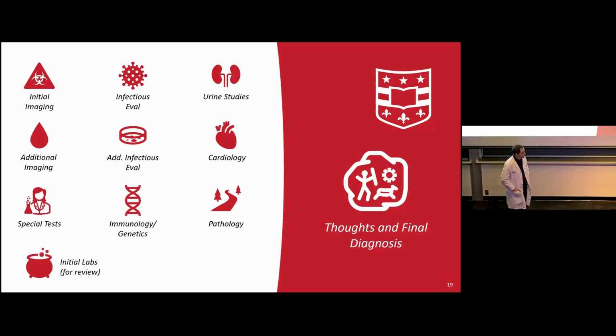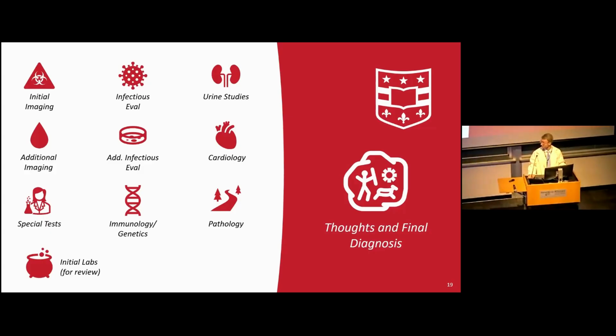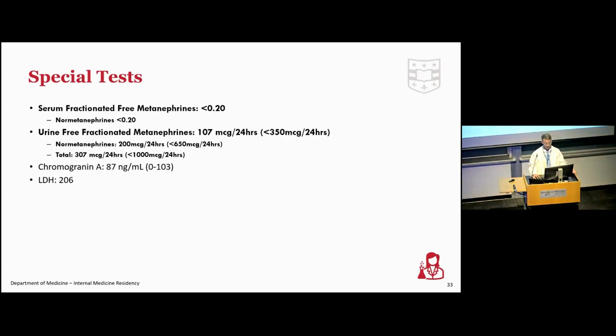The team that was taking care of this patient, they did those things and they consulted cardiac surgery here who felt that the tumor was not safe to biopsy and felt that it was best to proceed directly with surgery. They did do some biochemical testing, like you were mentioning, specifically testing for secretory paraganglioma, where they tested for serum fractionated free metanephrines and norepinephrines and urine free metanephrines and norepinephrines and chromogranin A. All this testing was normal.